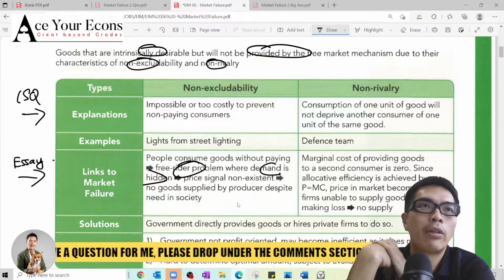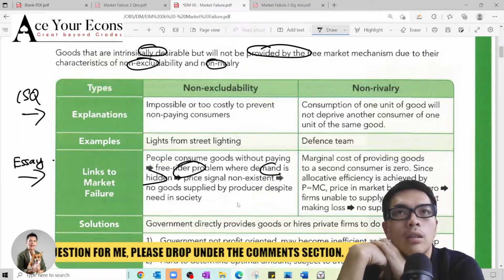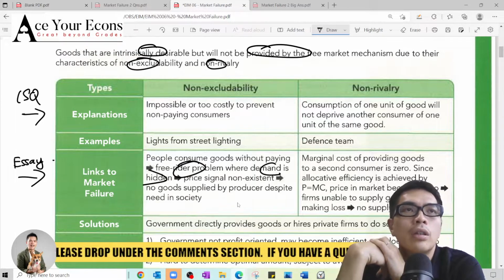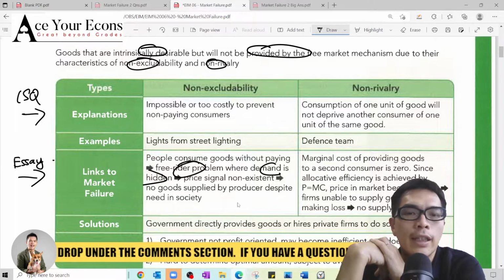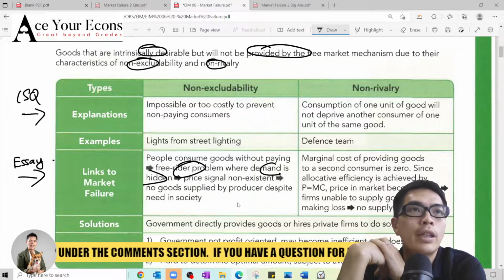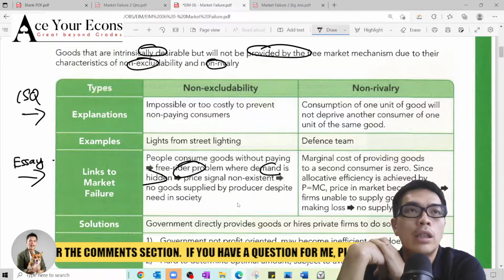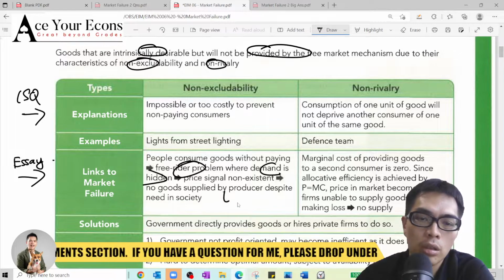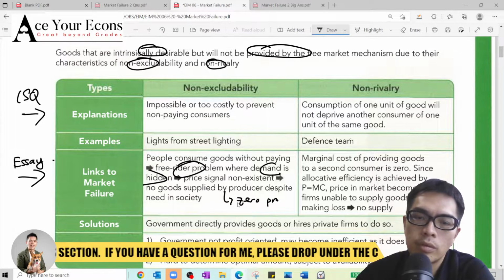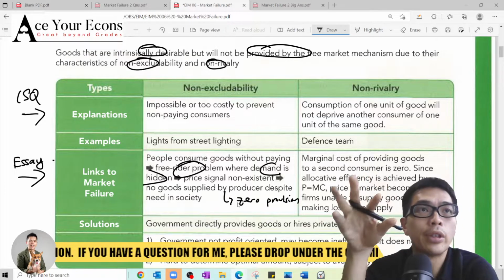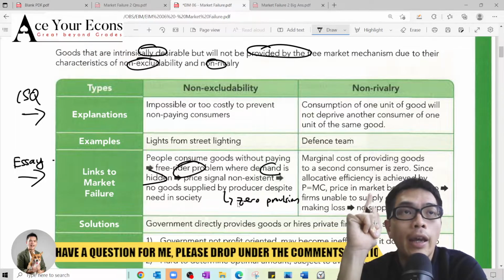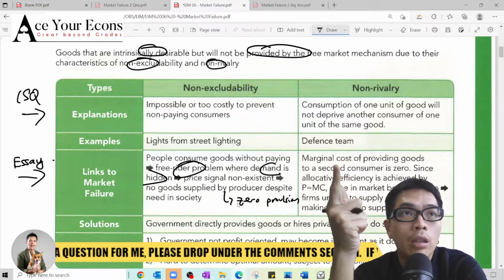And what happens when there is no demand or hidden demand? Then price signaling cannot happen. In the absence of a demand curve, price signaling cannot happen. When price signaling cannot happen, producers are unable to respond to the needs of the society to produce the good. Therefore, this will lead to zero provision. So key terms you need to note: free riding problem. How does free riding problem arise? And what happens to the demand?